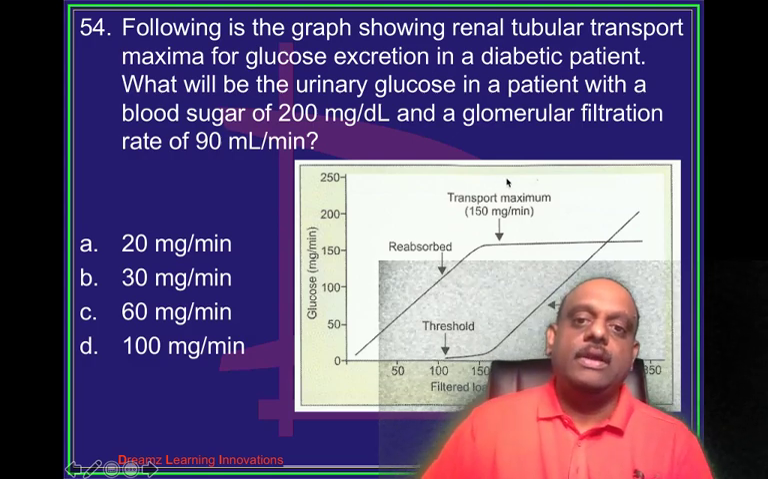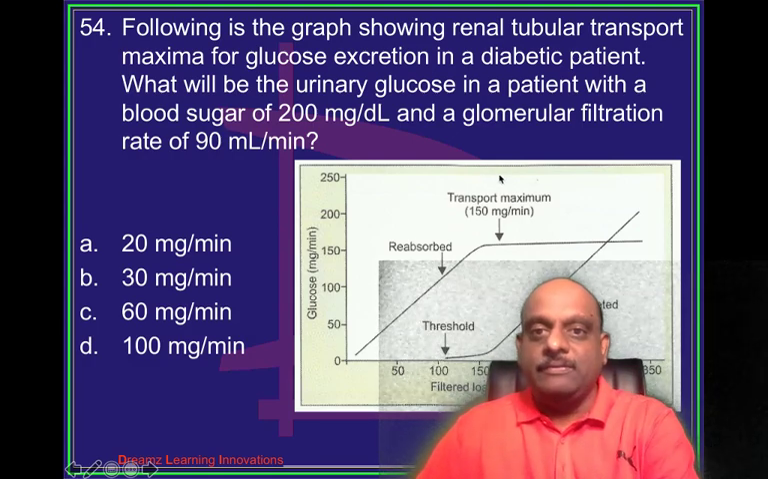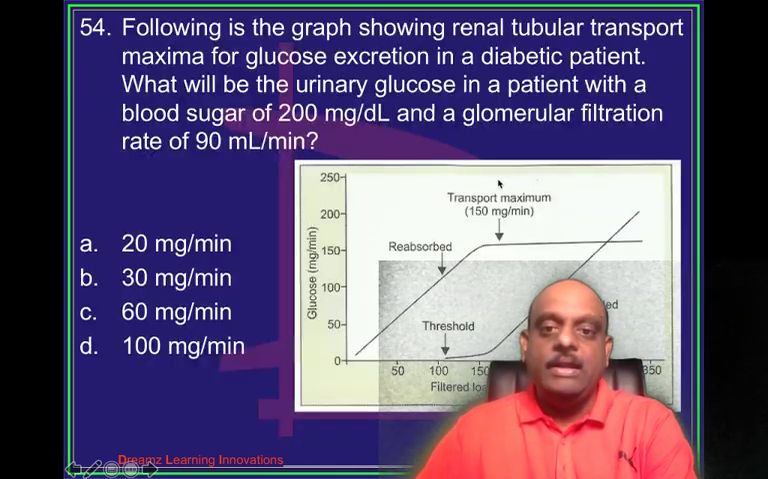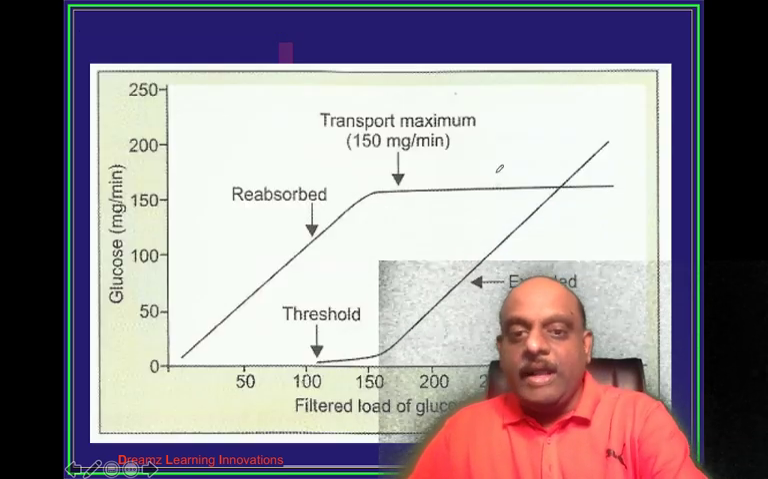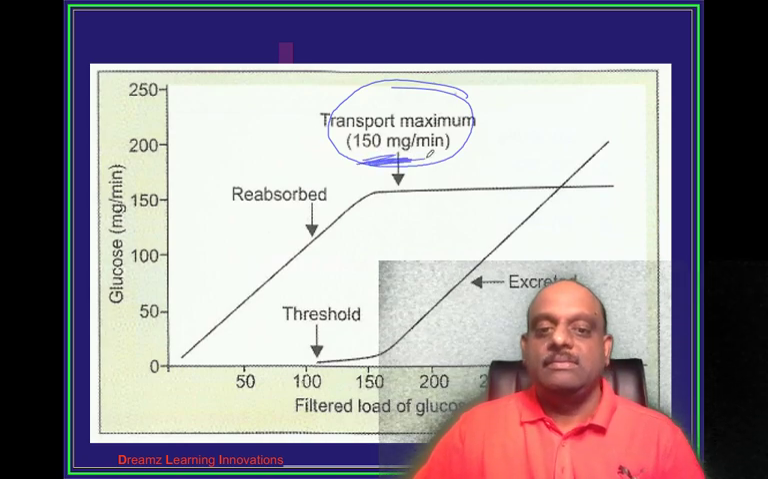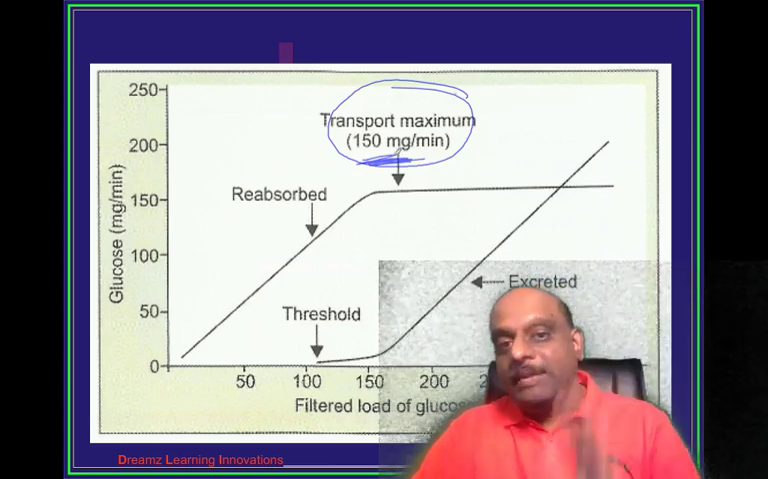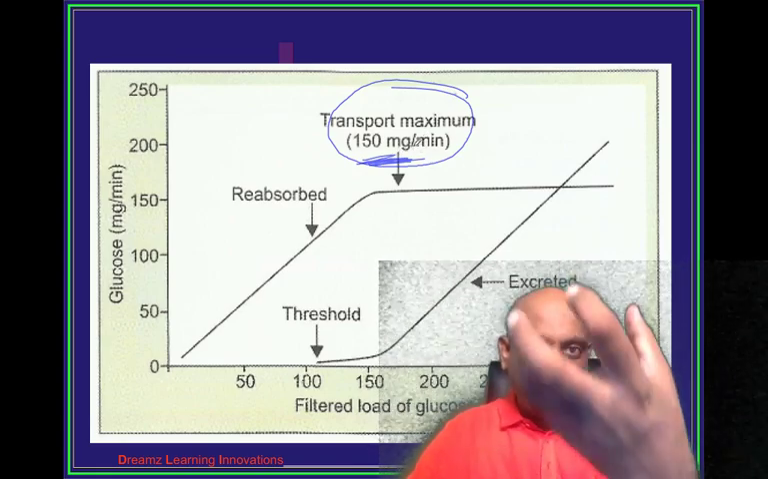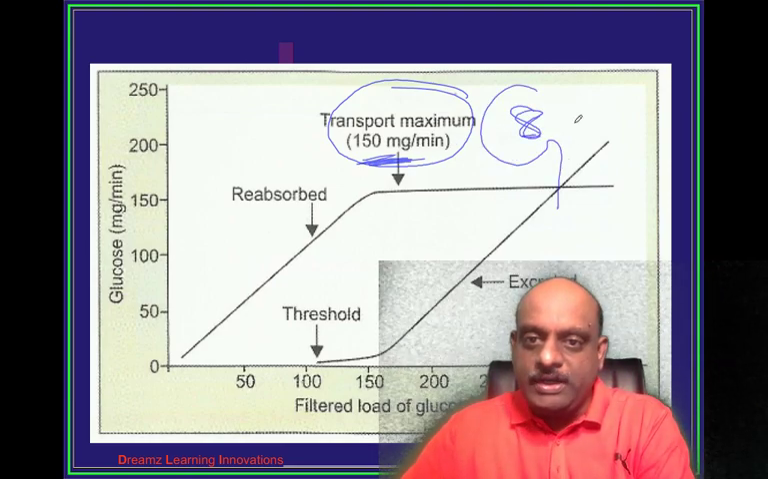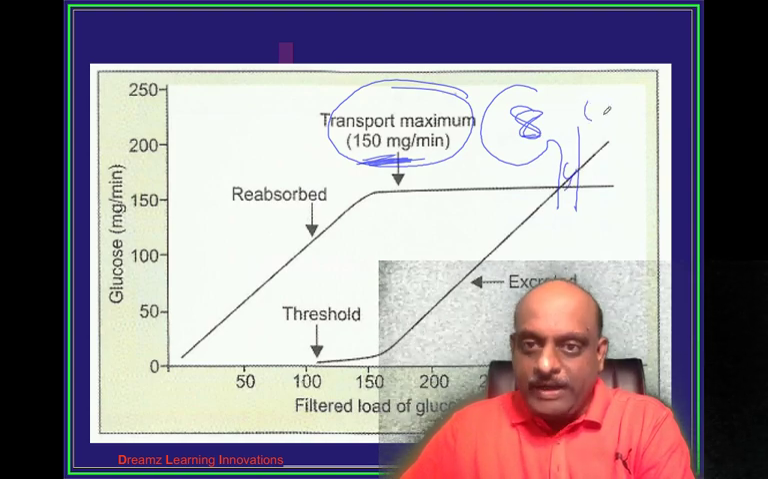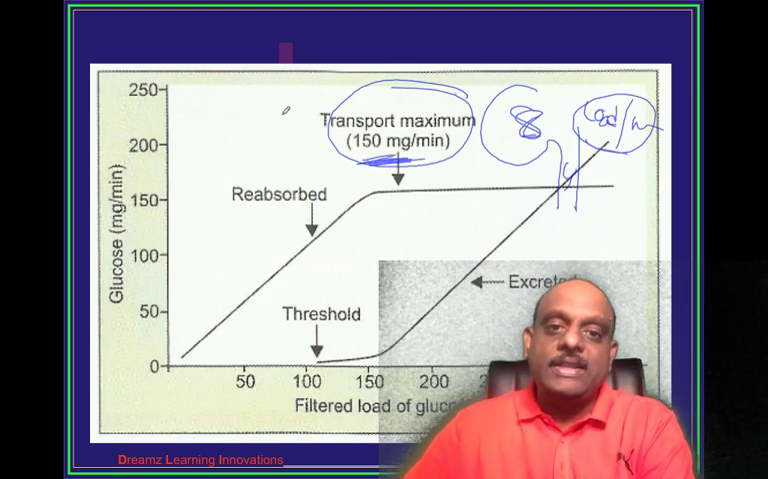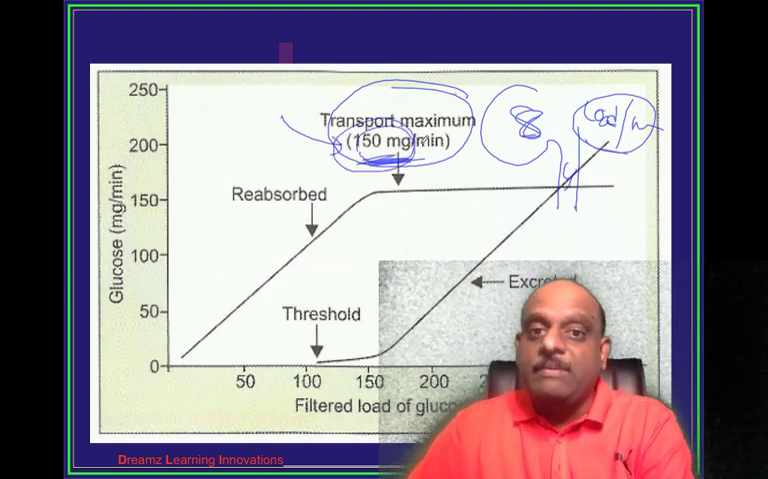Now doc, the following radiograph which is being shown here, right? So दिल लगा के देखो, transport maximum value is being given as 150 milligram per minute. That is one thing you should understand. So what is transport maximum? Transport maximum is that value of the filtered load of the glucose through the glomerulus into the tubule. Filtered load per minute.